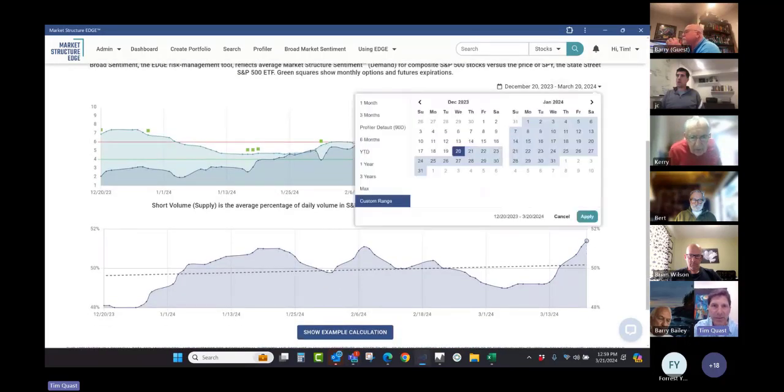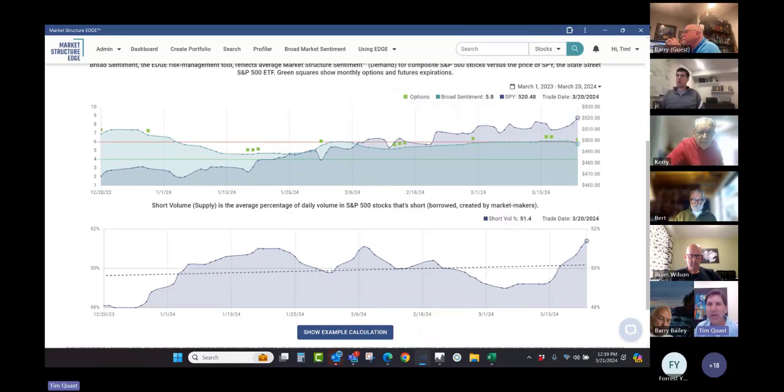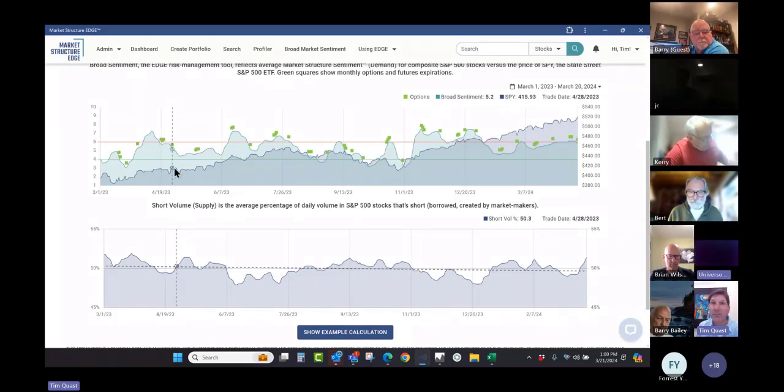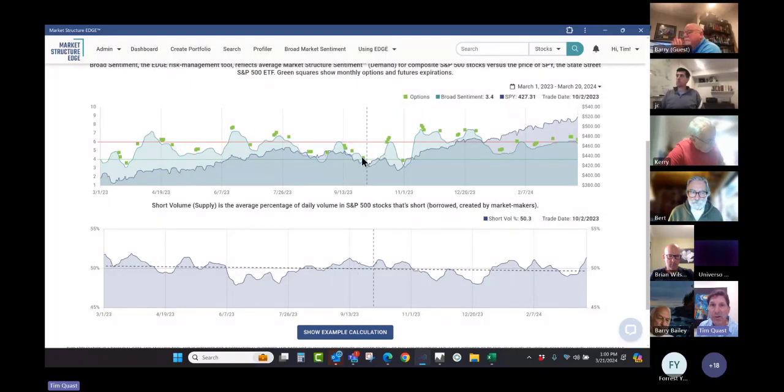Let me expand this out to a year. So here's how you could think about this longer term. So long as broad market sentiment is above five, you're in good shape. If sentiment begins to deteriorate, those may be times to reduce exposure. Of course, if it's a longer term portfolio, the beautiful thing is every time we're below the green line, that tends to be a great entry point. It was true back here. It was true here. If we expand the time frame out.